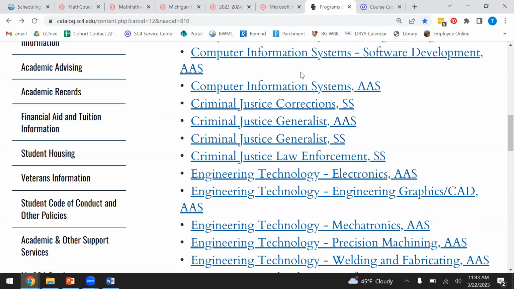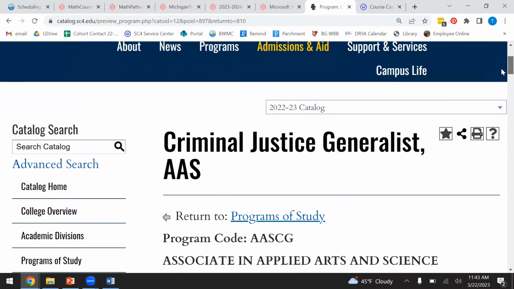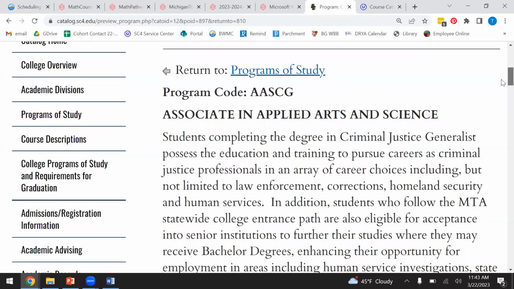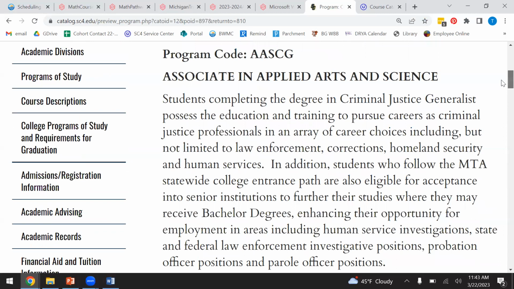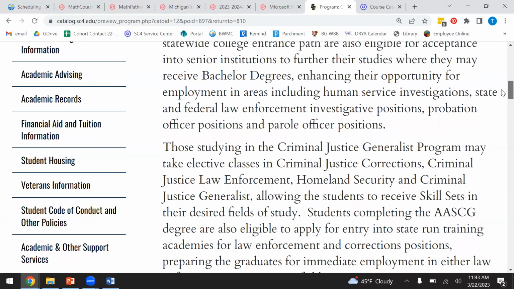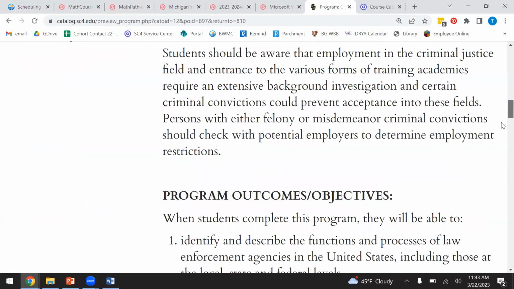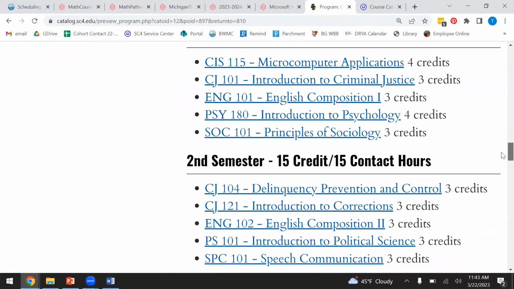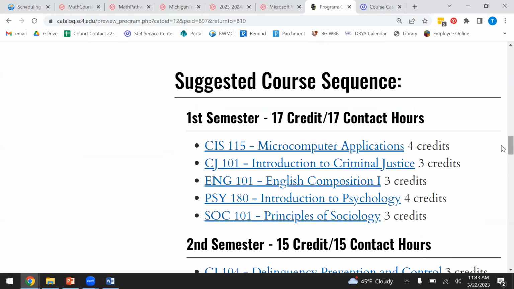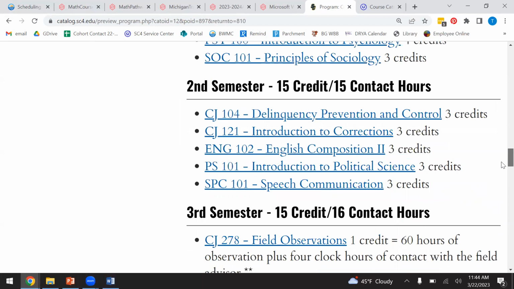So using the criminal justice example, for the actual associate degree, you would want to click on the one that ends in AAS. So this is your associate in applied arts and science. Just a note on applied degrees, these are wonderful because most of the applied degrees at SC4 are meant to be, they actually call them terminal degrees, which sounds sort of bad, but it means a good thing: you complete this 2-year program, and it's a pretty specific list of courses. There's not much room for electives.